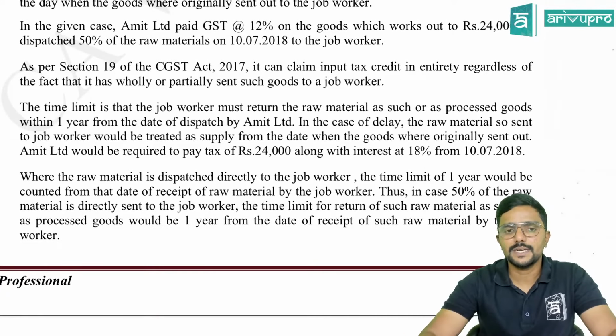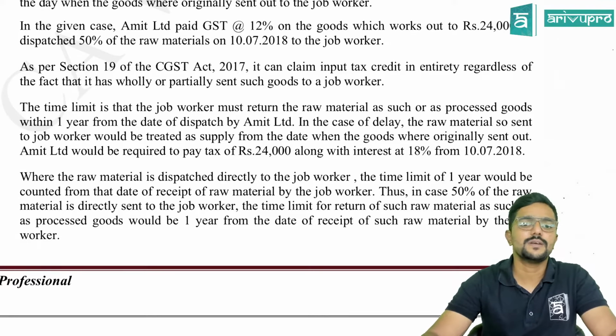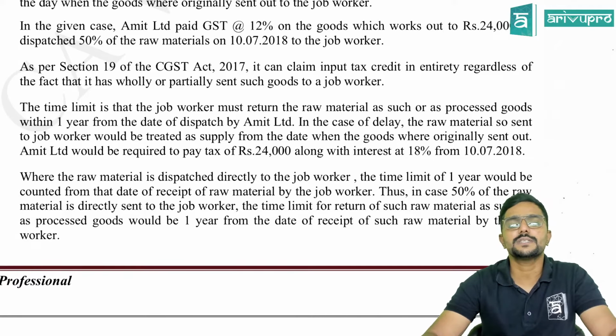The time limit is that the job worker must return the job raw material as such or as processed goods within 1 year from the date of dispatch by Amit Limited. In case of delay, the raw material so sent to the job worker would be treated as supply from the date when the goods were originally sent out. Amit Limited would be required to pay tax; they have already claimed 24,000 credit. So they will be liable to pay that tax along with interest at 18%.